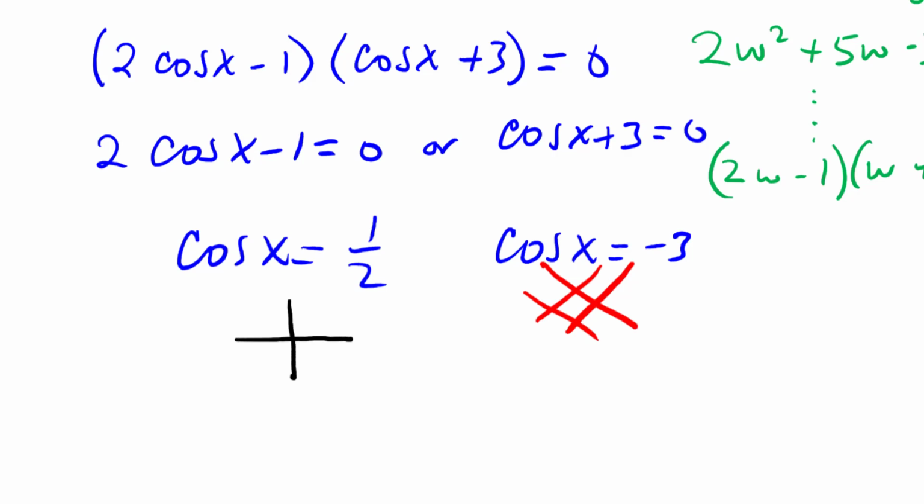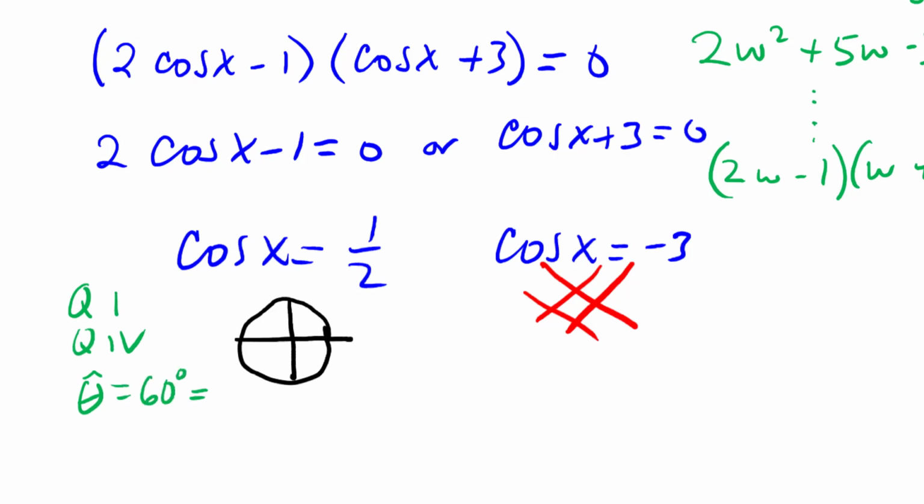So we'll just focus on cosine x equals 1/2, and cosine is positive in quadrants 1 and 4. And theta hat is 60 degrees, or pi over 3. So in quadrant 1, we get pi over 3. And in quadrant 4, we get 5 pi over 3. And those are the two solutions.